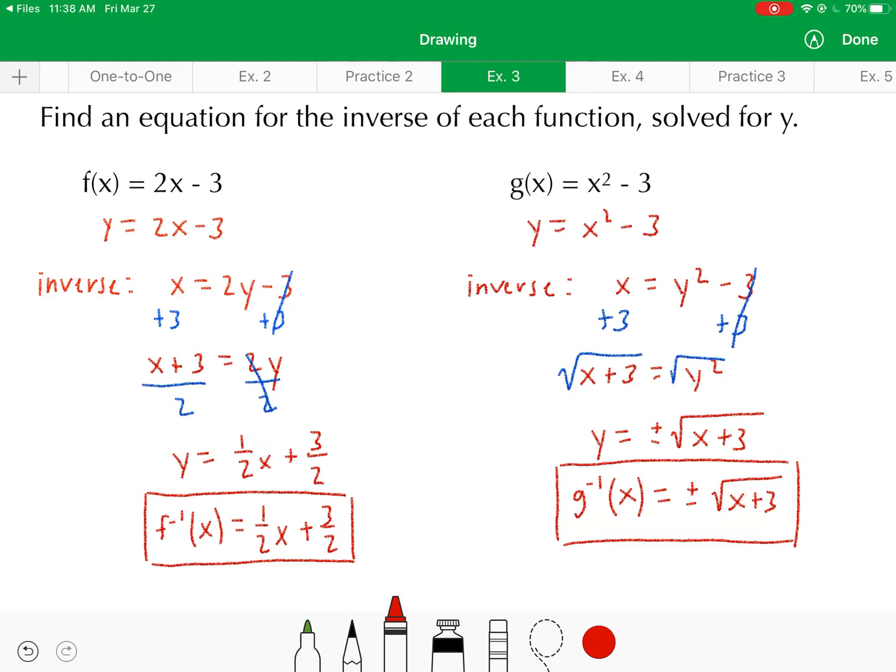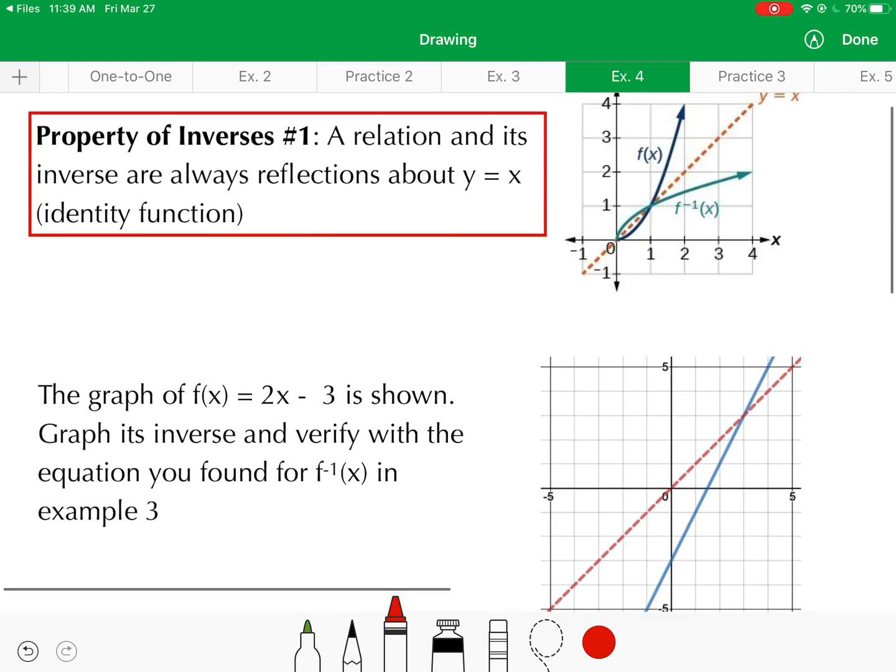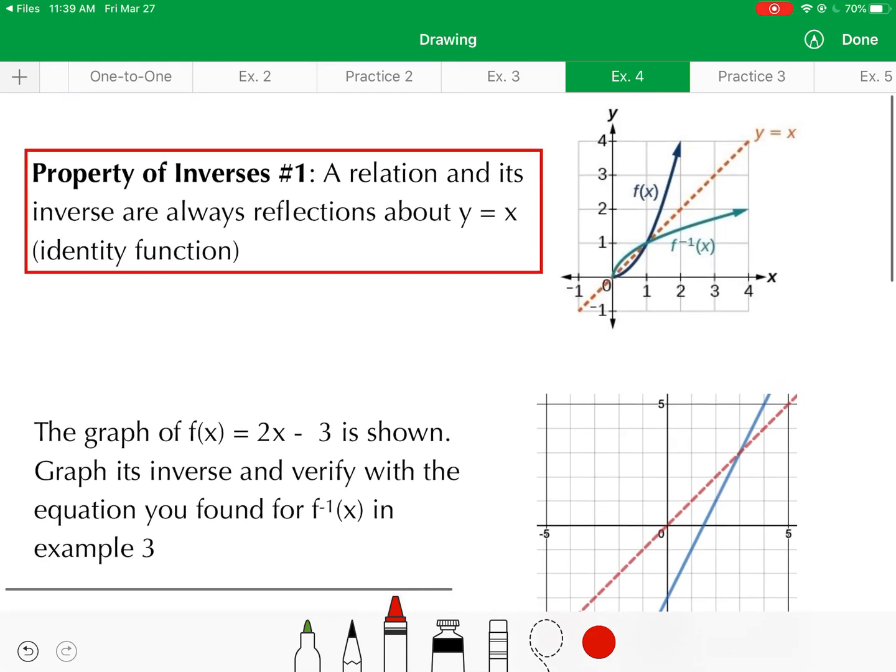All right, moving on to the next tab here. So this brings us to a property associated with inverses. There's a couple properties we'll look at over the next couple days. So this property is stating that a relation and its inverse are always going to be reflections across, or about, the line y equals x. y equals x is the identity function.